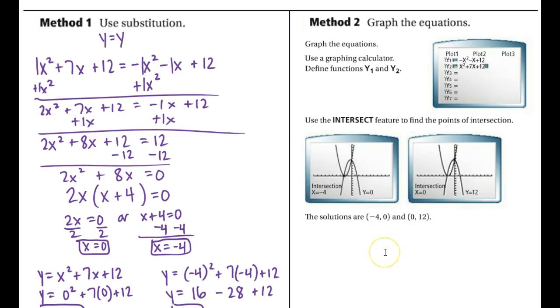So here's a summary of what we just did. Just in case you need to catch up, it's here for you to look at. So one more time, the solutions of this system are -4, 0 and 0, 12. Hopefully the 0, 12 makes sense to you because they both had y-intercepts of positive 12. Be prepared to use both methods, substitution and the graphing process.